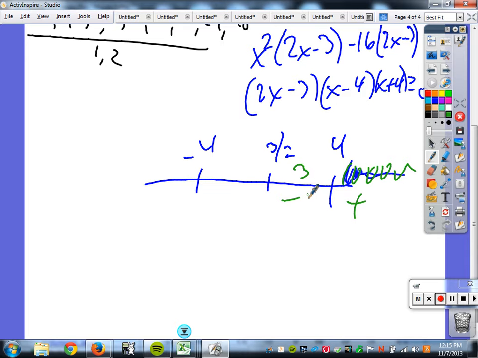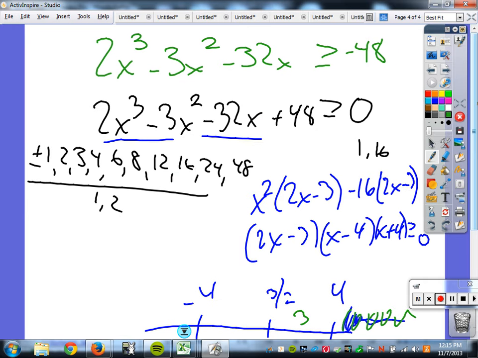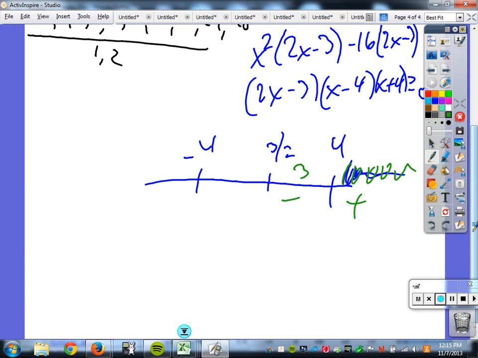So, pick a number between 3 halves and negative 4. It's really easy. I'm picking 0 and I go back up here and it is positive, because that's kind of like my y-intercept, right? I picked 0 and I got positive. Or you could do it in here. Negative, negative, positive. That's positive. Negative a million.